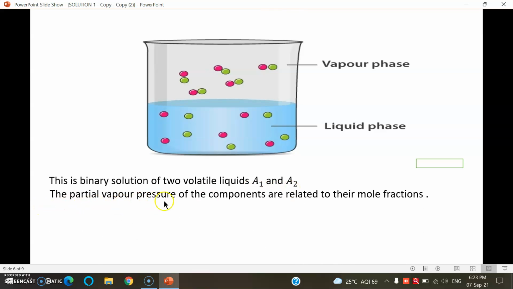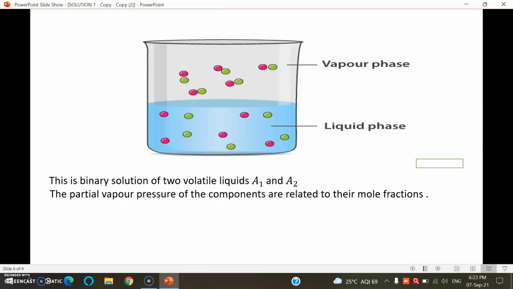The partial vapor pressures of components are related to their mole fractions. I already explained vapor pressure. Now here, two components A1 and A2. The red dot is for A1 and the green dot is for A2.